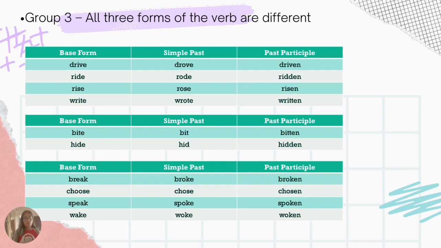Group number three. All three forms of the verb are different. As we see in the table, the verb drive: in the simple past, this is drove; in the past participle, driven. And the verb ride: in the simple past, rode; in the past participle, ridden. And the verb bite, bitten. And the verb break: in the simple past, broke; in the past participle, broken.